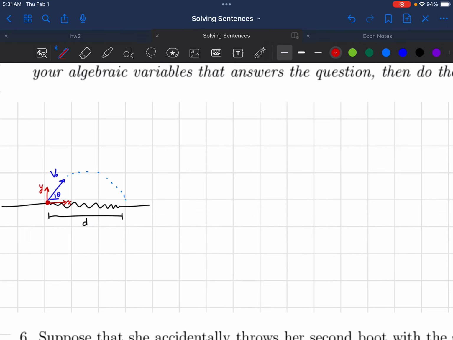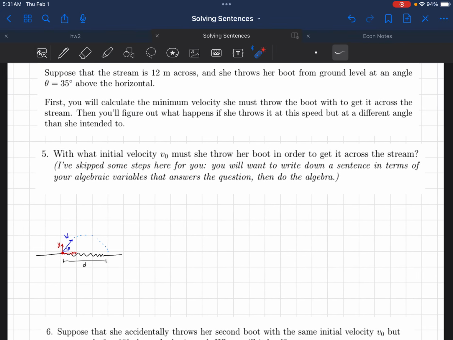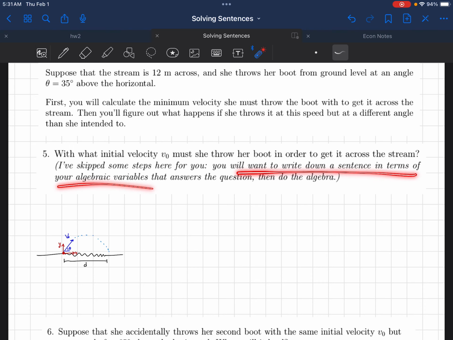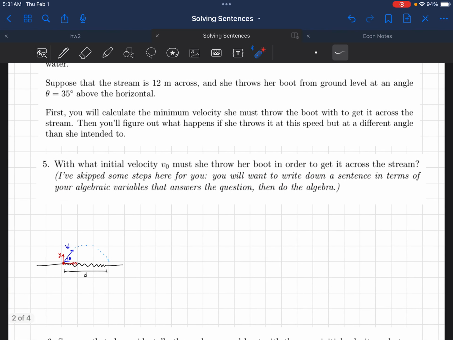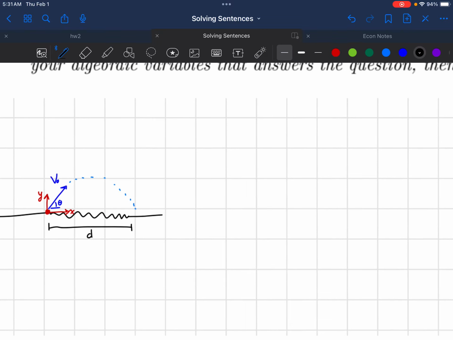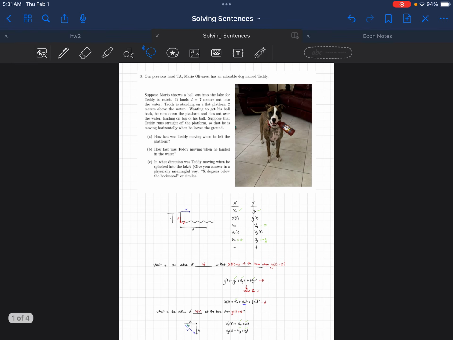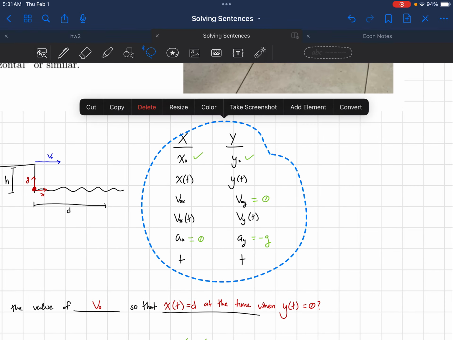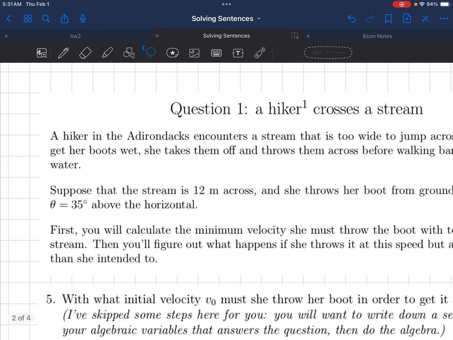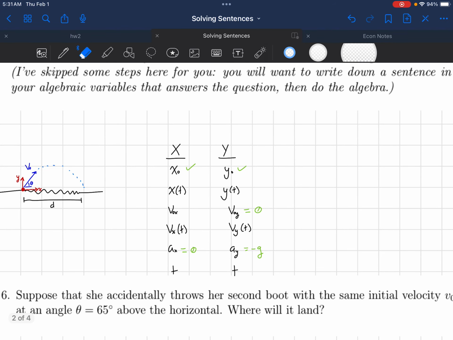Yes, excellent. So I've drawn my picture, set up my problem, and now I want to set up a sentence in terms of algebraic variables that answers my question. All right. So again, I'm going to steal my list of algebraic variables from over here, just so I don't have to rewrite them. And I'm going to erase the what we know, even though a lot of it could be the same.